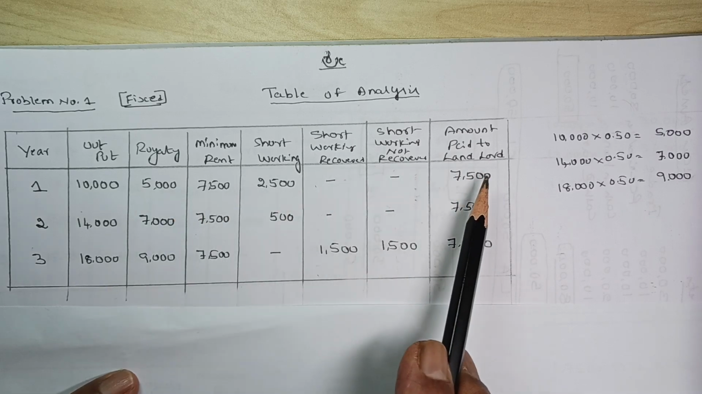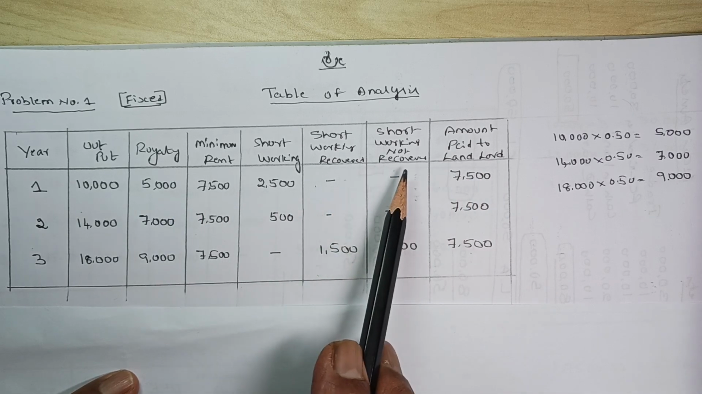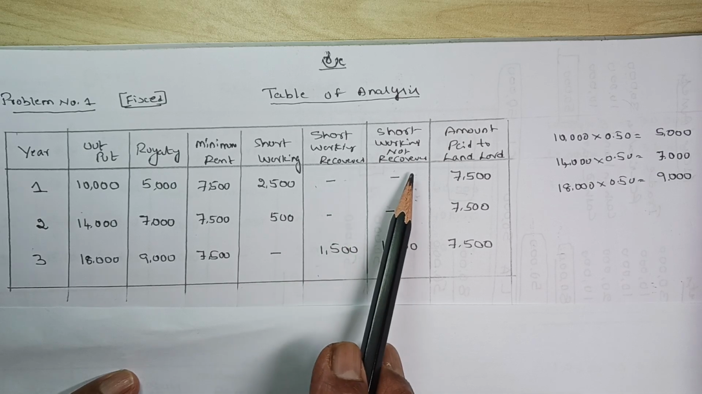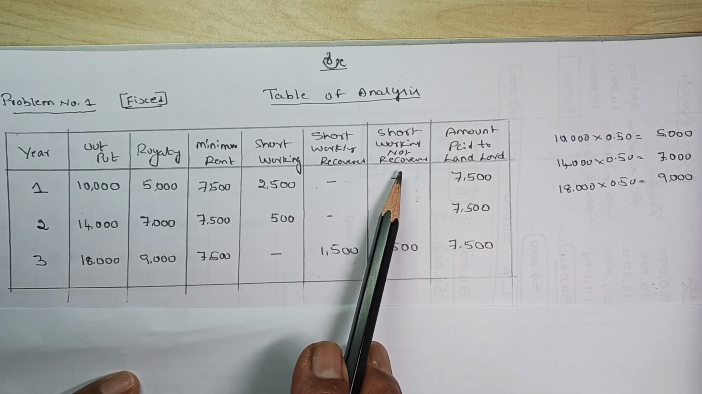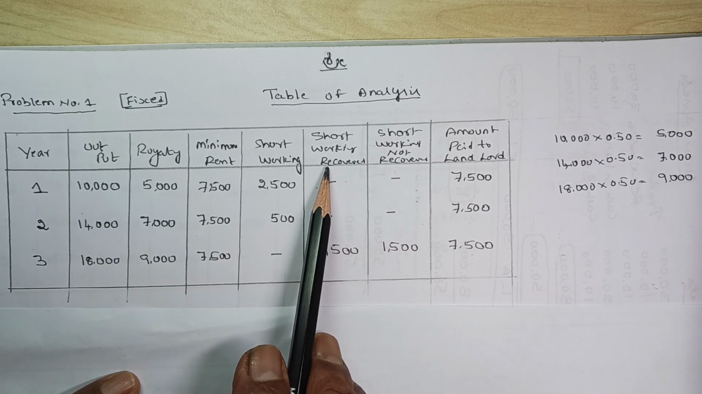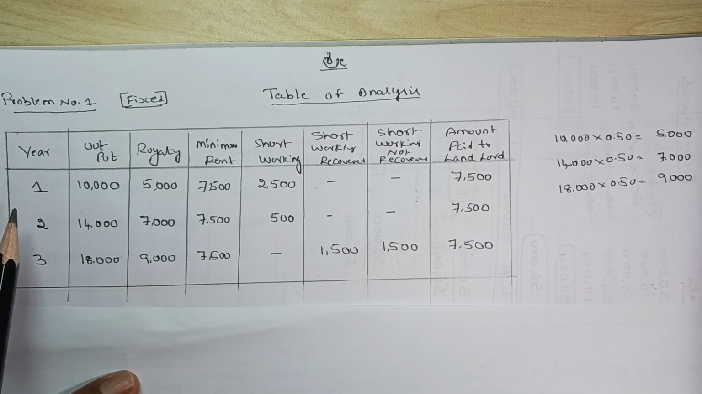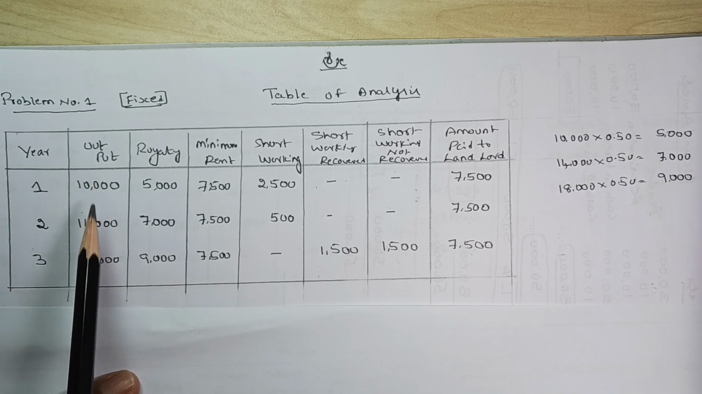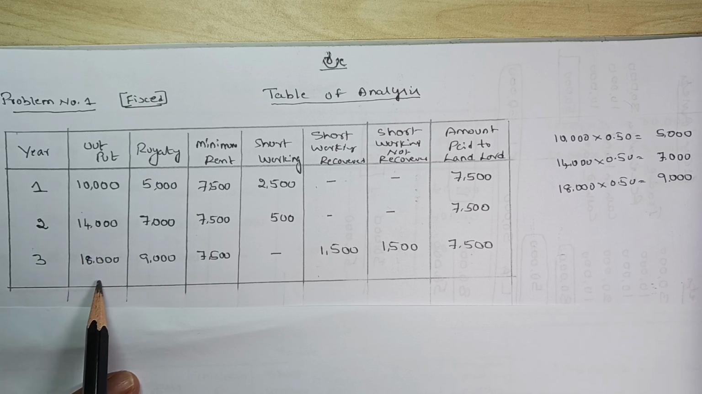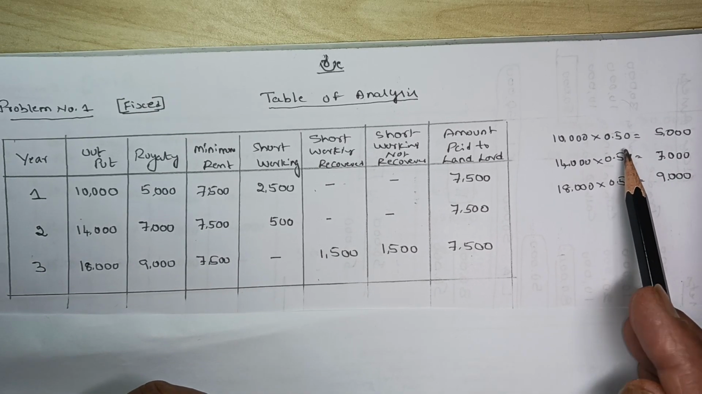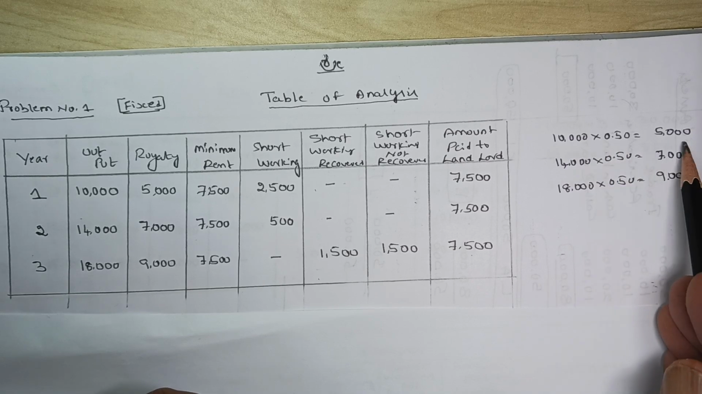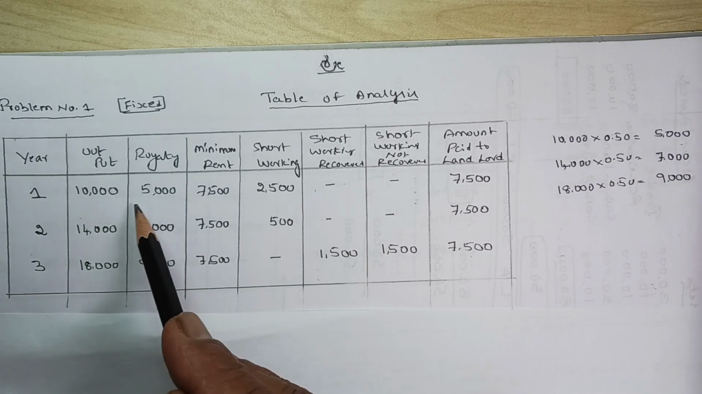This is a standard table. Some people write recouped, not recouped. I have written recovered, an easy word for you to remember, because you may make a mistake in the spelling of recoupment. So, first year, second year, third year. Output is 10,000, 14,000, 18,000. Per ton the royalty is 50 paise. 10,000 into 50 paise is how much? 5,000.